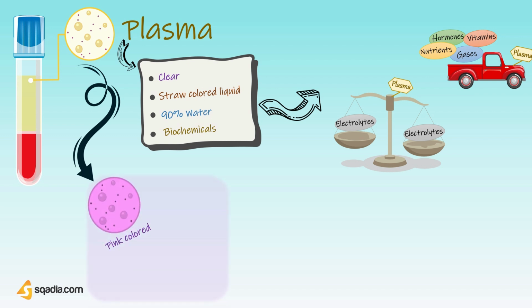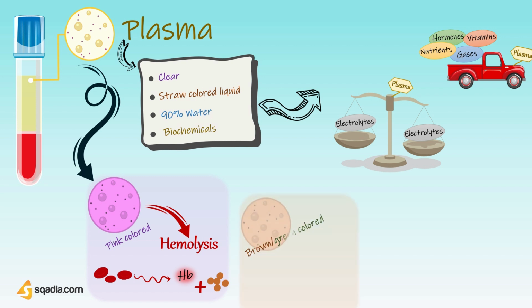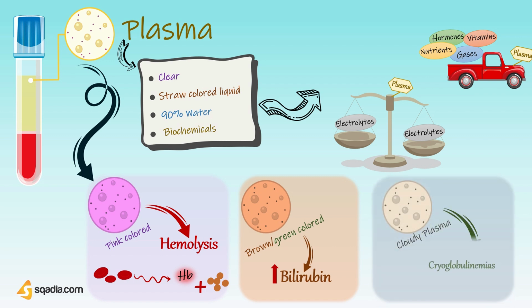Pink-colored plasma suggests the presence of hemoglobin caused by hemolysis, or lysis of RBCs, and so the release of hemoglobin, that is the component of RBCs, into the plasma. A brown or green color may reflect elevated bilirubin levels. Plasma can also be cloudy in cryoglobulinemias, that is the presence of abnormal clumps of proteins named cryoglobulins in blood.